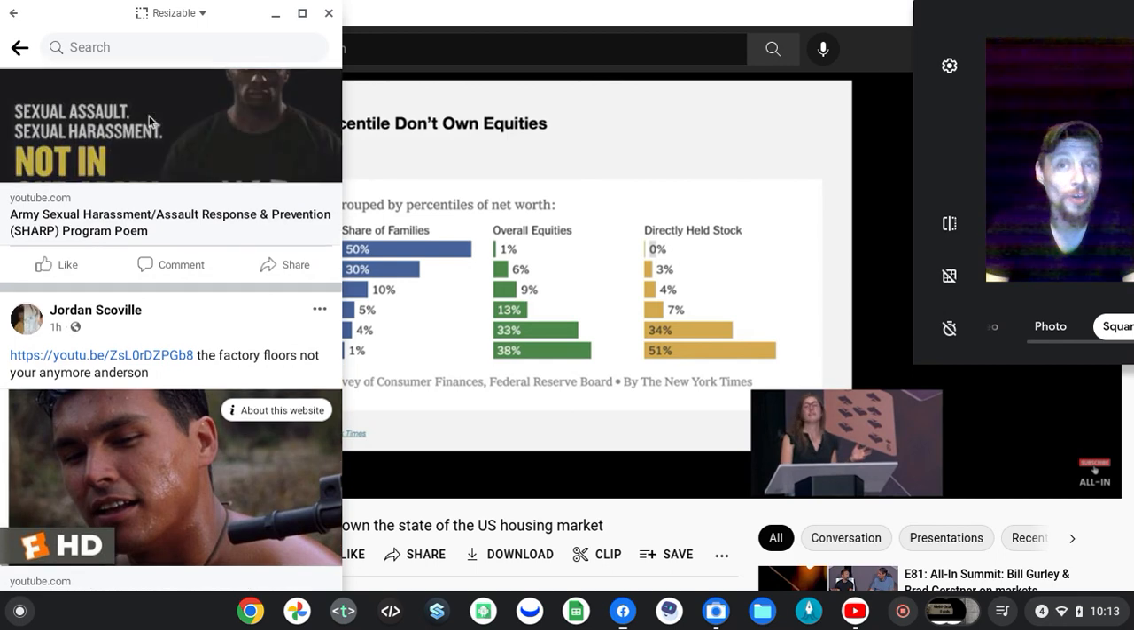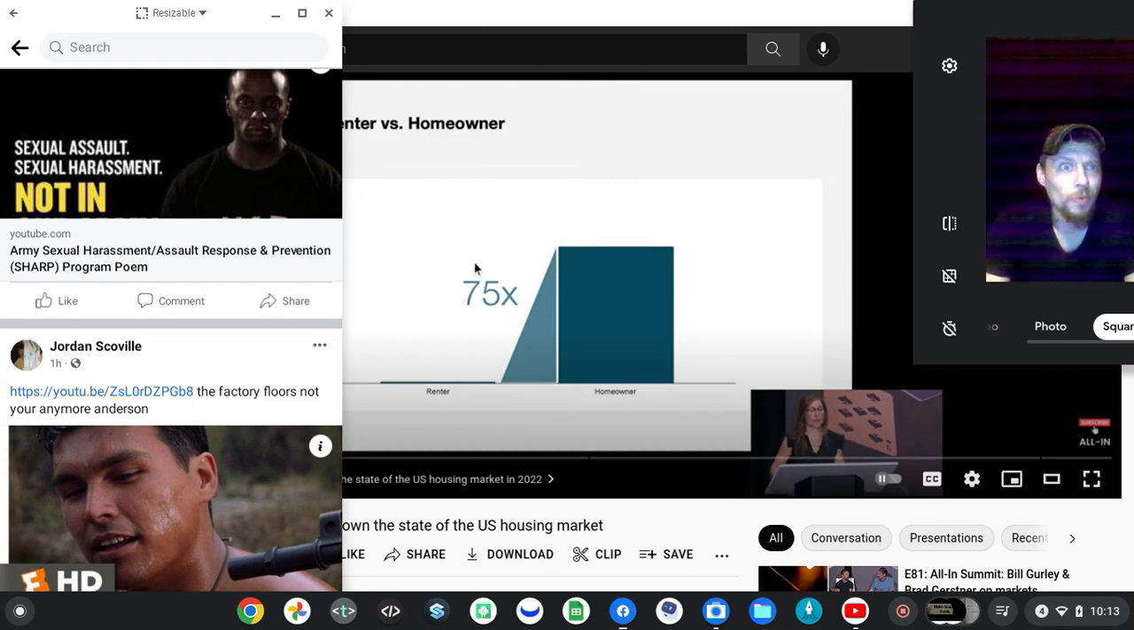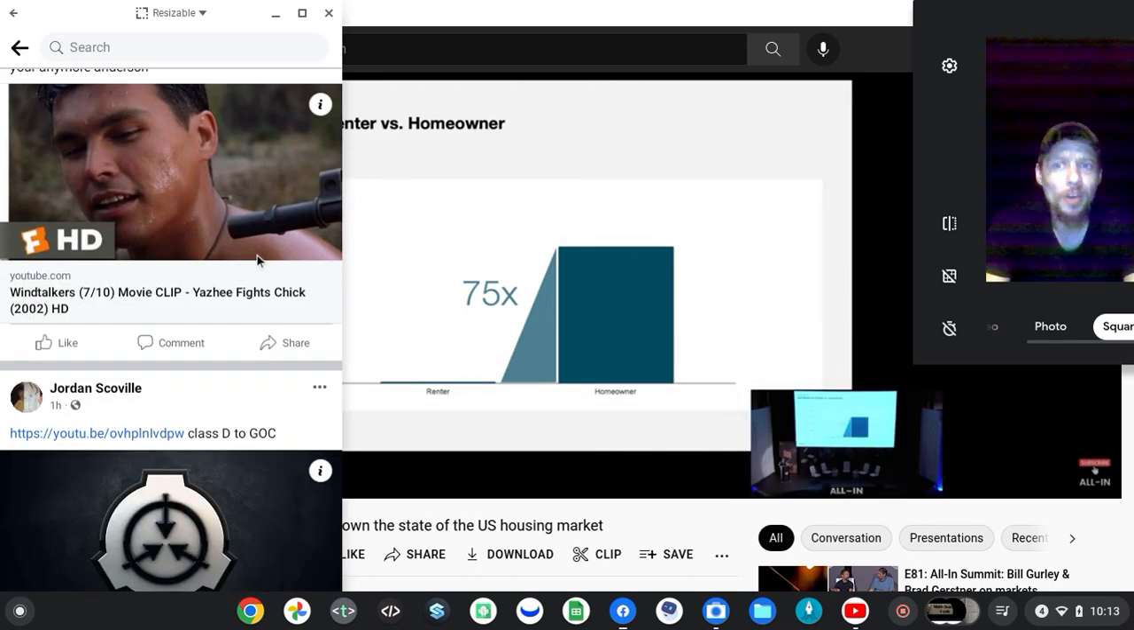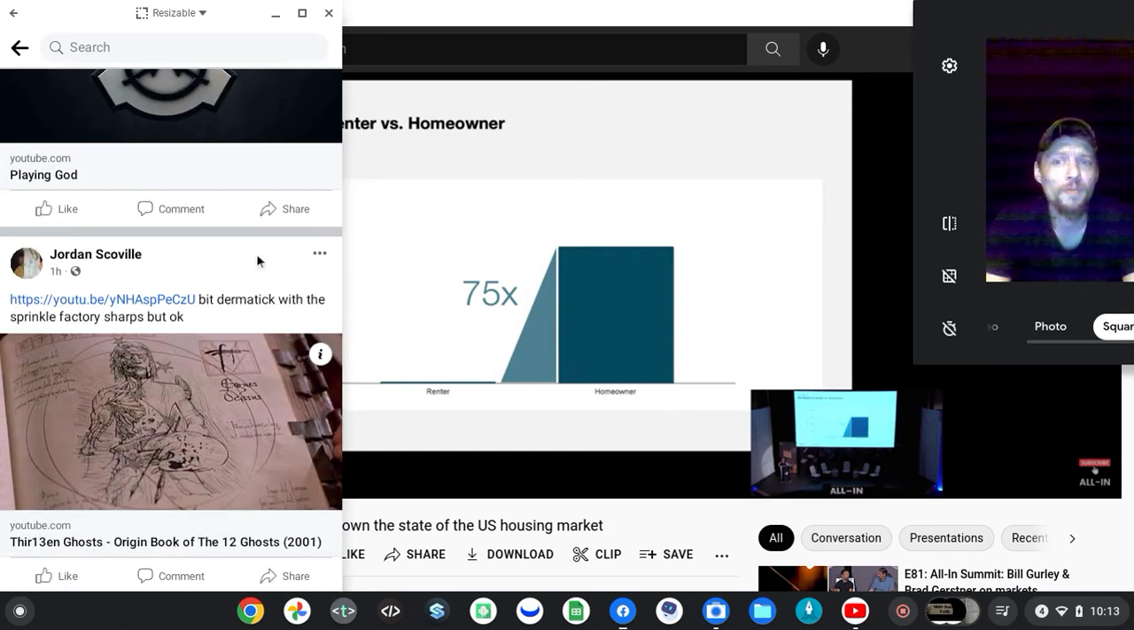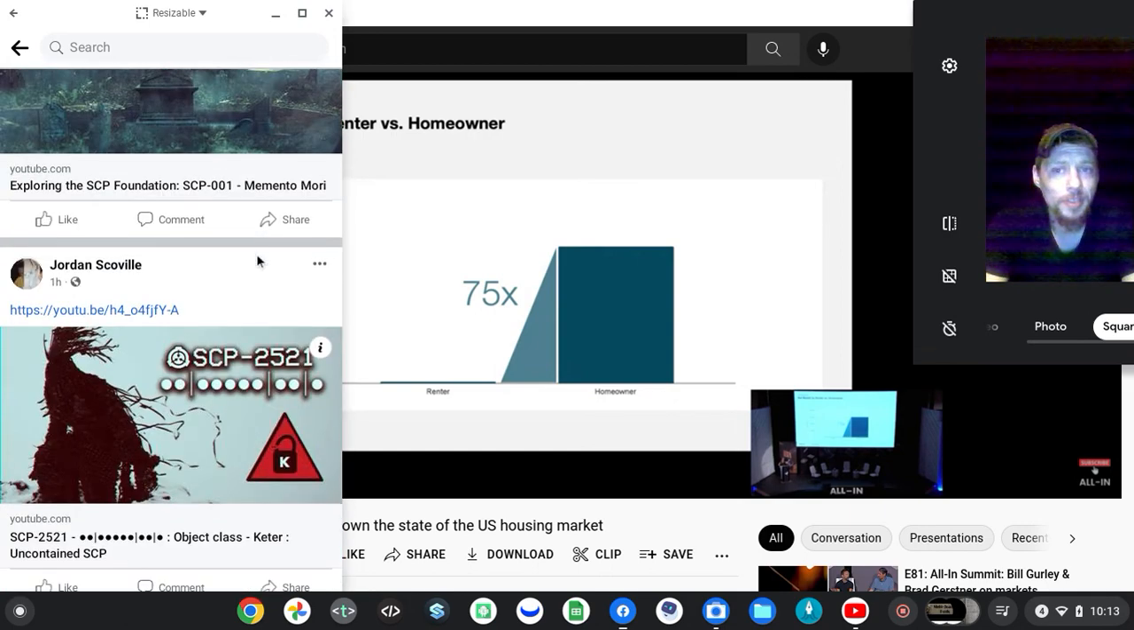Another way to look at this, which I think is really interesting, is your net worth by renter versus homeowner. The net worth of a renter. This is all census data. It's all publicly available. I'm happy to share it.